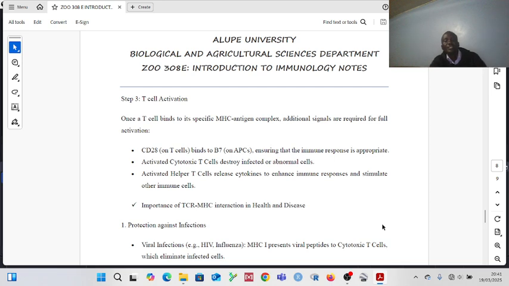So it is important that a particular MHC type binds to its correct antigen. When that happens, then the required signal for full activation is initiated. Then once that happens, the T cells become fully activated. Then the cytotoxic one will now destroy the infected cells. Then the helper T cell that is now activated will release cytokines. Once these cytokines are released, they help in enhancing immune responses and also in the stimulation of other immune cells.